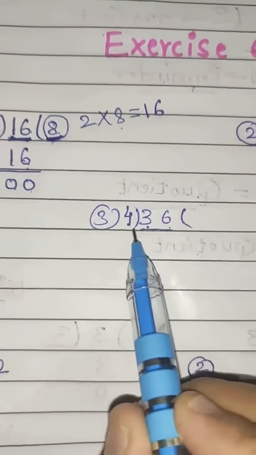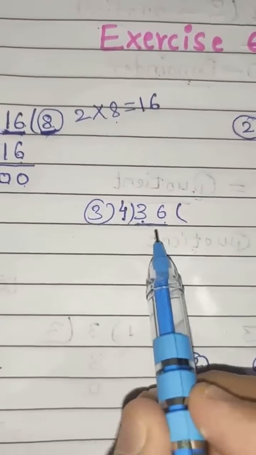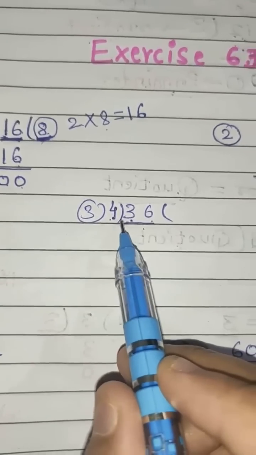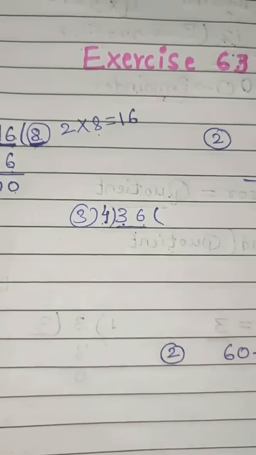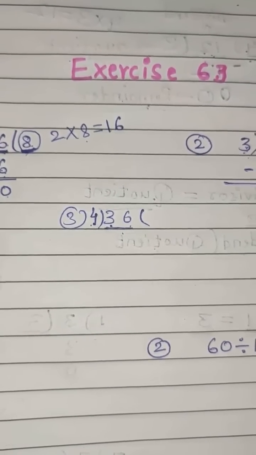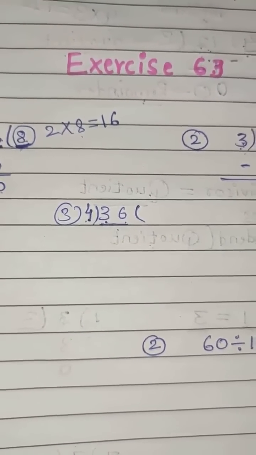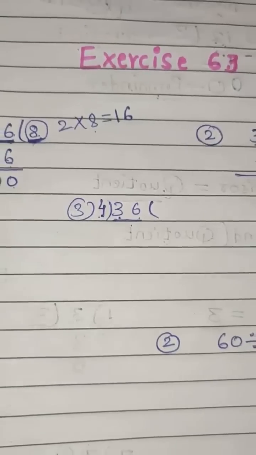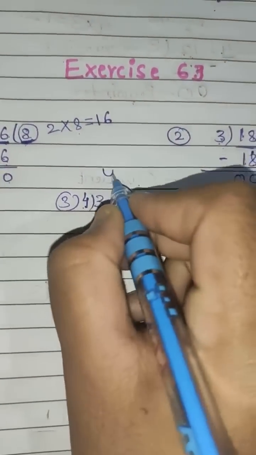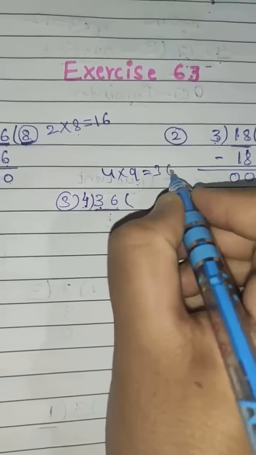Right. So now let's count the table till we get the number 36. Okay. So 4 ones are 4. 4 twos are 8. 4 threes are 12. 4 fours are 16. 4 fives are 20. 4 sixes are 24. 4 sevens are 28. 4 eights are 32. 4 nines are 36. So here 4 nines are 36.